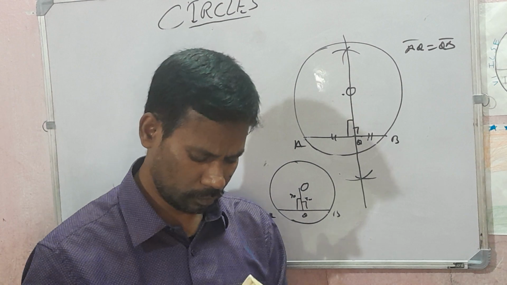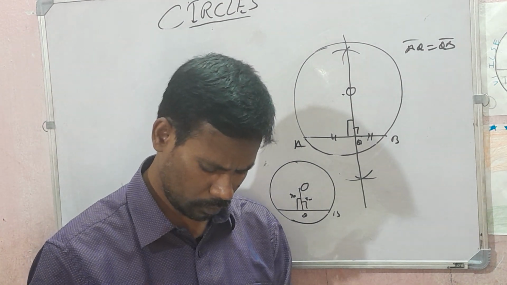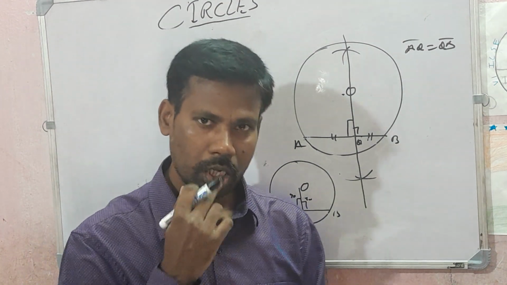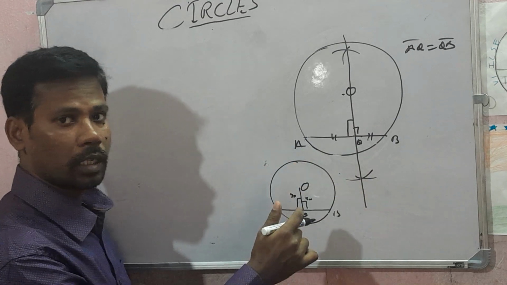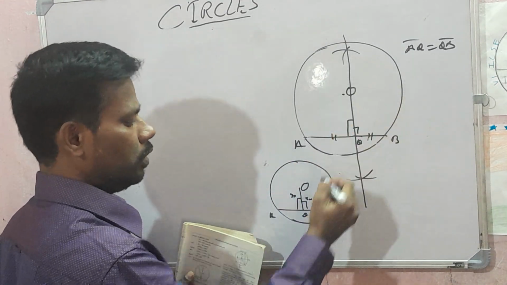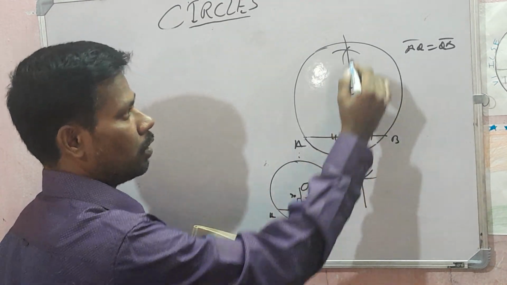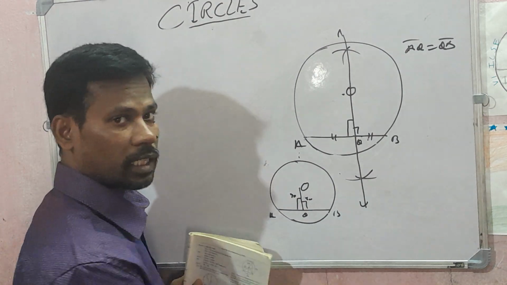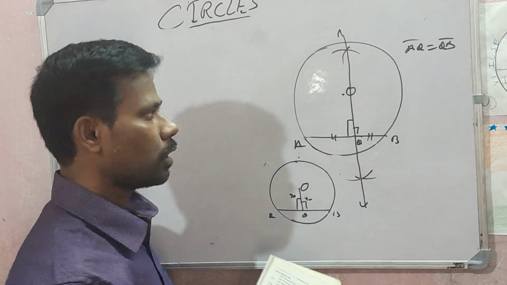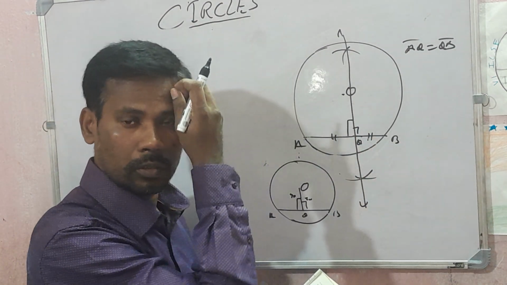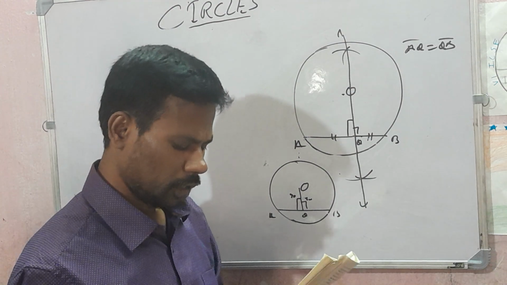Next one. All these points are clear. This is also called perpendicular bisector. Bisector means dividing it into two equal parts.